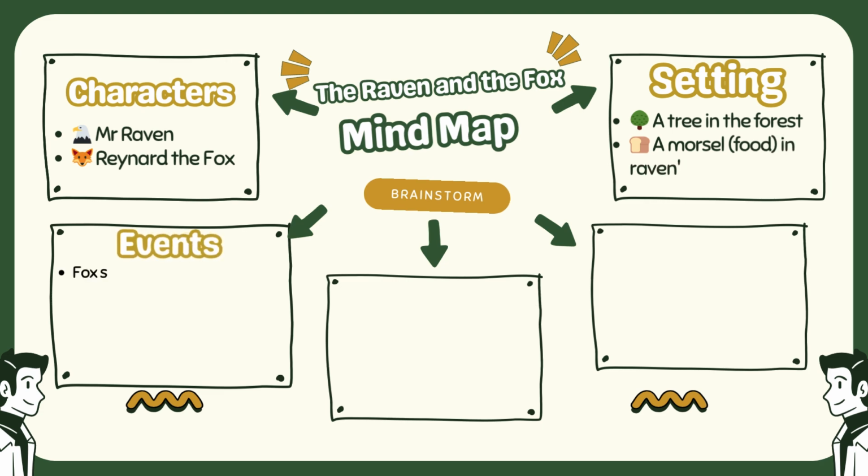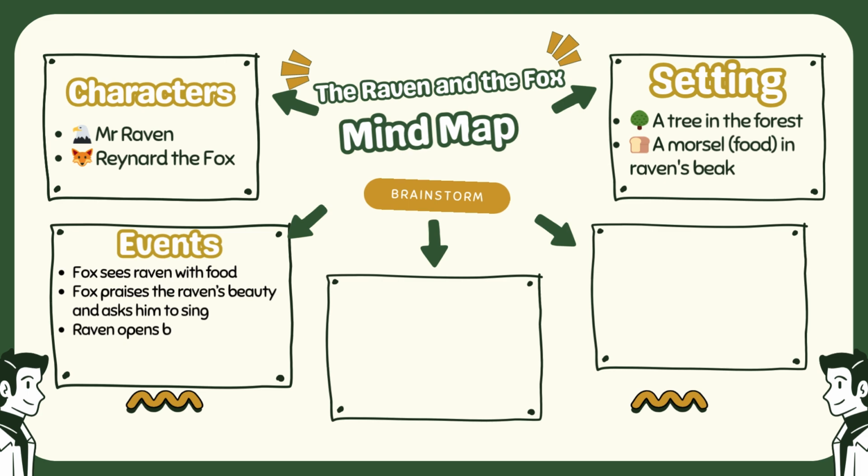Events: Fox sees Raven with food. Fox praises the Raven's beauty and asks him to sing. Raven opens beak to sing, food drops. Fox grabs the food and laughs.